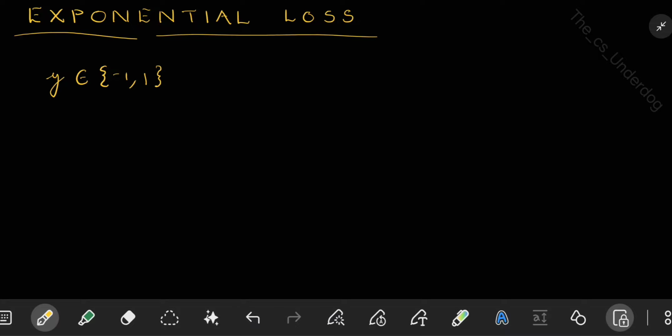So what is this y? y is your true label. Whatever is the true label, that is what you call y. True label means you have two classes. One is minus 1, the other is plus 1. Whichever class this particular example belongs to, that is what y is for this example. It can take only two values, minus 1 and 1.